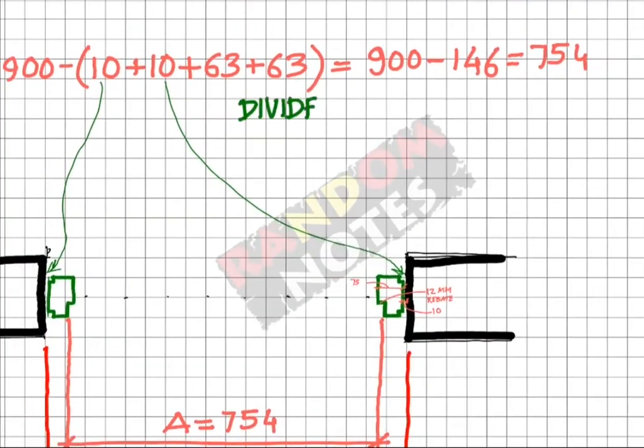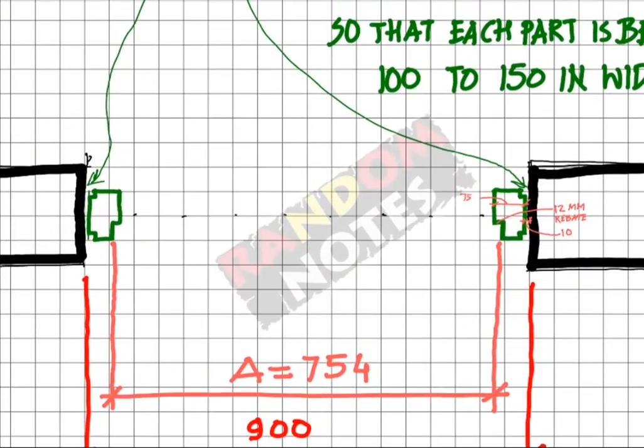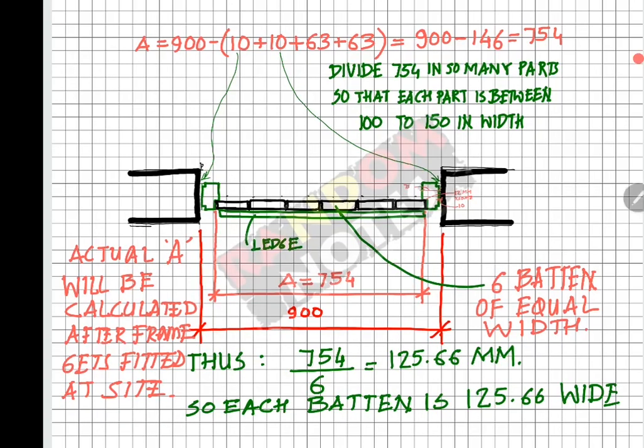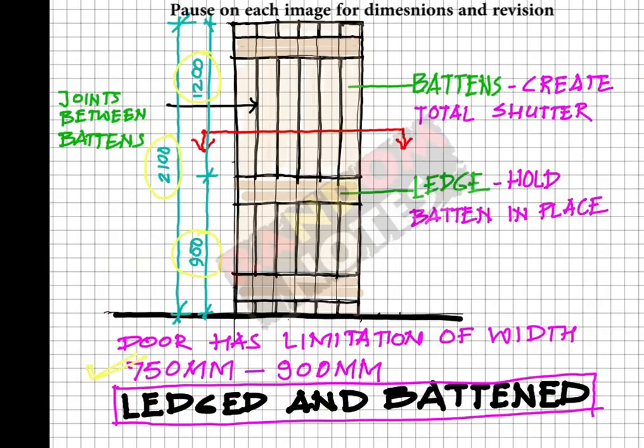Now divide 754 into so many equal parts such that the width is somewhere between 100 to 150 mm. So dividing 754 mm into 6 equal parts gives us each batten around 125 mm wide. Actual size will be calculated after the frame has been made by the carpenter. In the following part, pause the video in each image to revise and for dimensions.